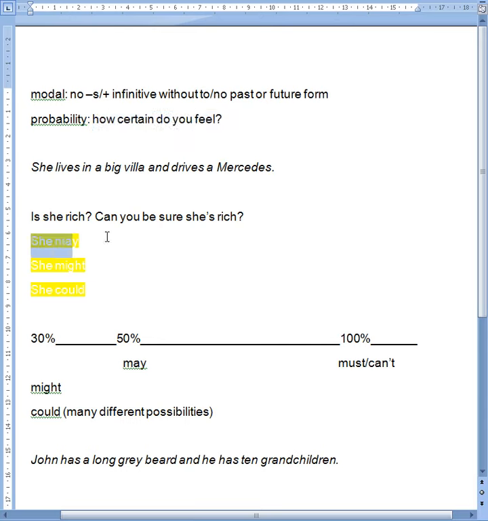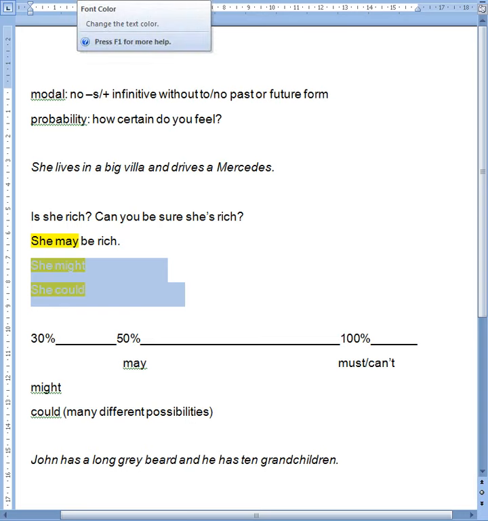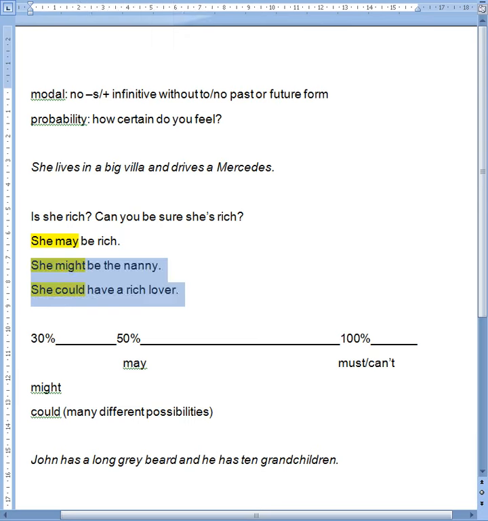Well, of course, it's possible that she really is rich. So you could make a sentence, she may be rich. But you could also think of other explanations why she lives in a big villa and drives a Mercedes. For example, she might be the nanny, or she could have a rich lover. So, may, might and could are modal verbs of probability. They express how certain we feel about something.